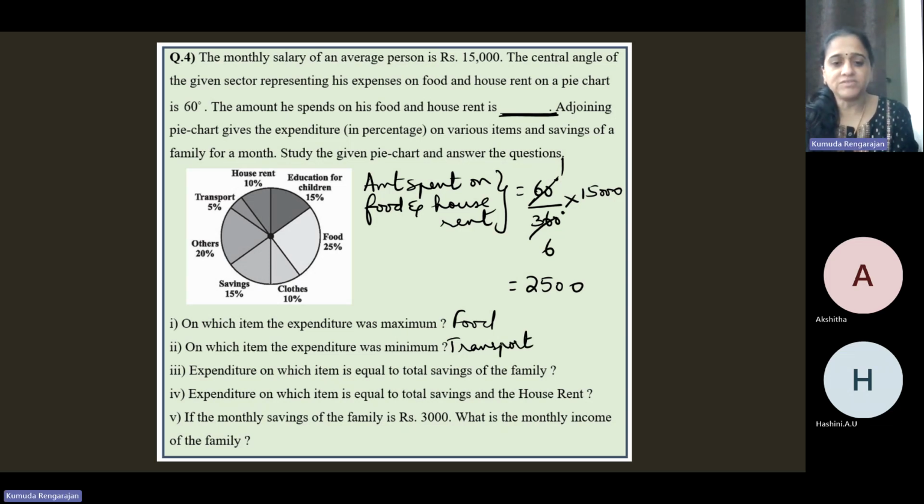Expenditure on which item is equal to the total savings of the family? Education, correct. Savings is 15% and education is also 15%. The expenditure on education and the savings are the same.